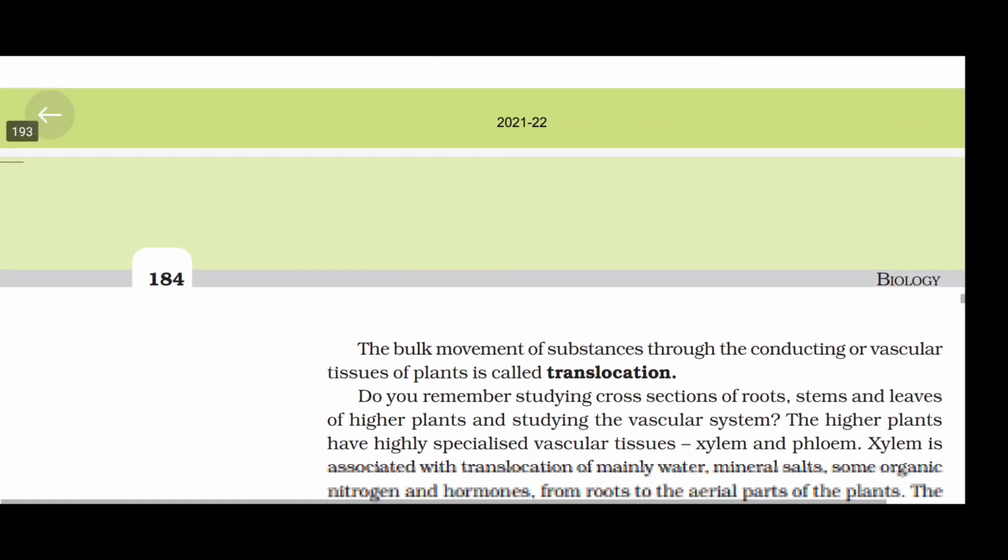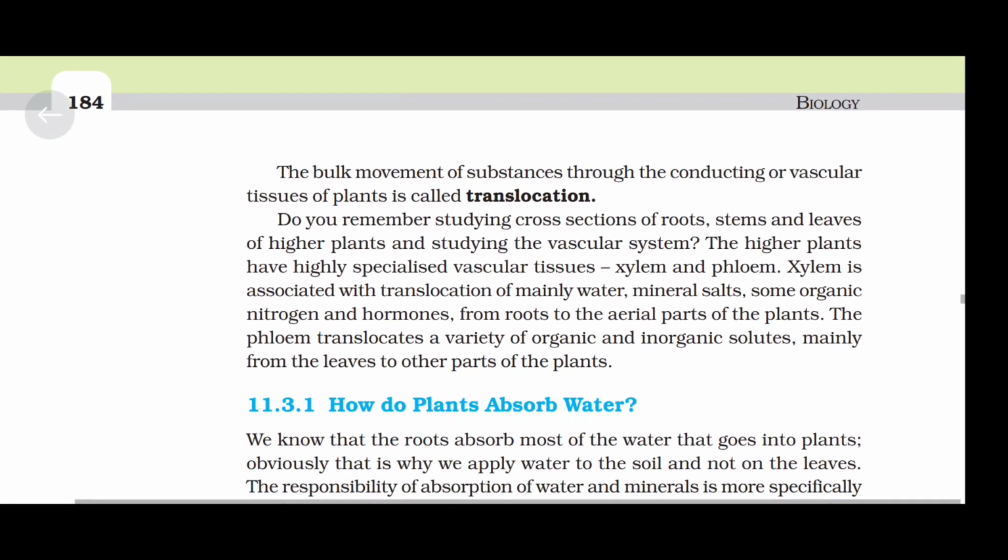The bulk movement of substances through the conducting or vascular tissues of plants is called translocation. Do you remember studying cross sections of roots, stems and leaves of higher plants and studying the vascular system? The higher plants have highly specialized vascular tissues, xylem and phloem. Xylem is associated with translocation of mainly water, mineral salts, some organic nitrogen and hormones from roots to the aerial parts of the plants.